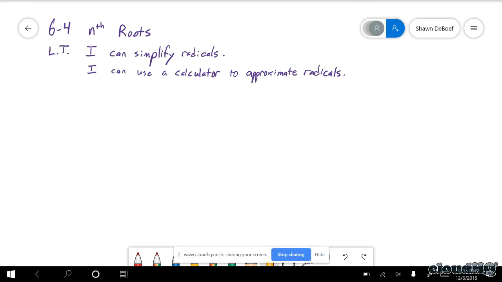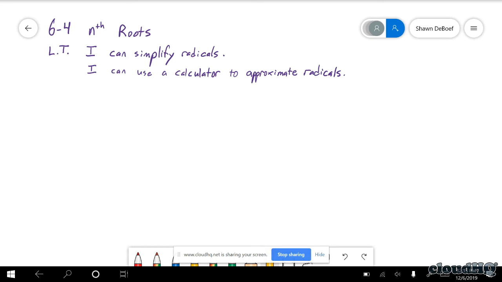So today we're looking at section 6.4, which is titled nth roots. I know it's kind of a strange name. The n there is just a variable, which represents any kind of root. So in the last section we talked about square roots. Another name for a square root is a second root. There are third roots and then fourth roots, fifth roots, sixth roots, seventh roots, etc. So any kind of root. That's what the n represents, any kind of root.